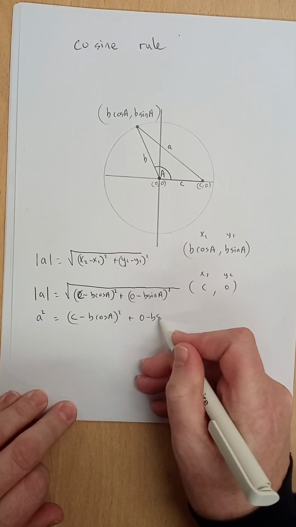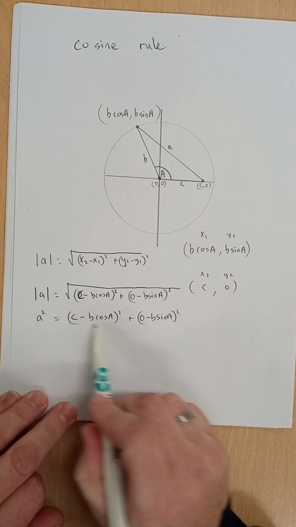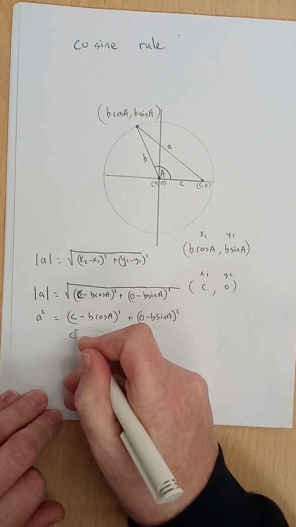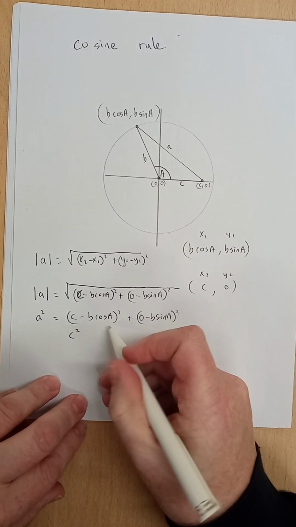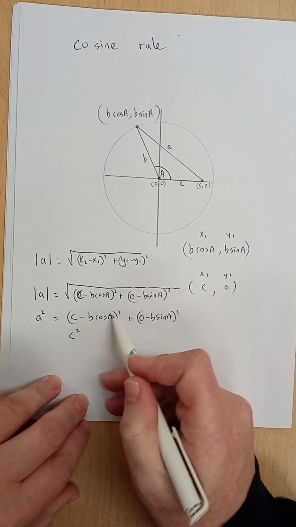0 minus b sine a, all squared. Now, I'm going to have to square out these brackets, so let's do it. Square the left, square the right, so minus b by the cosine of a, all squared.